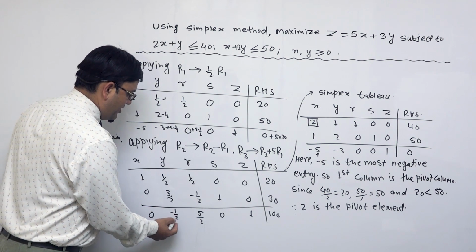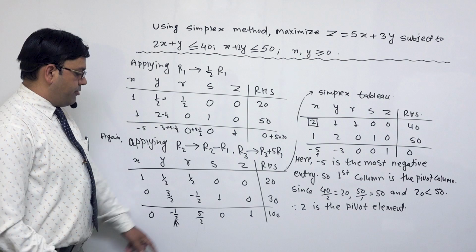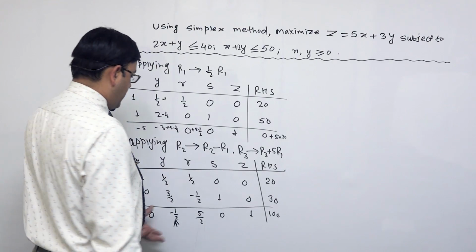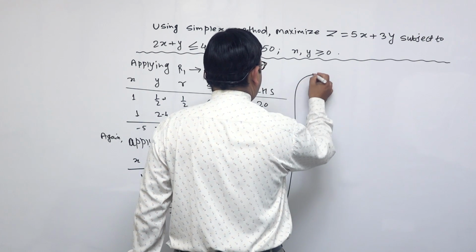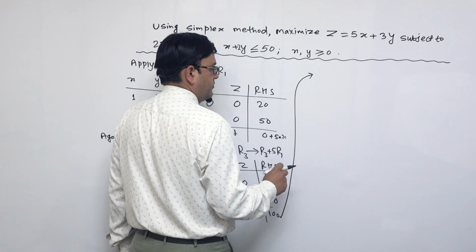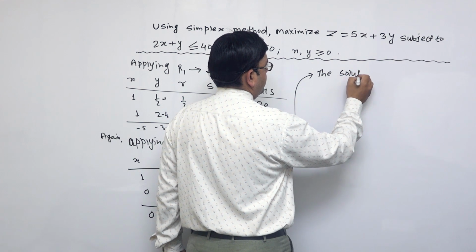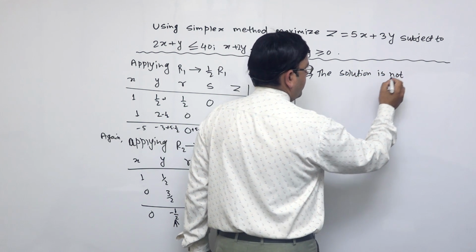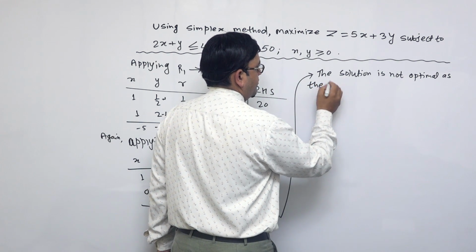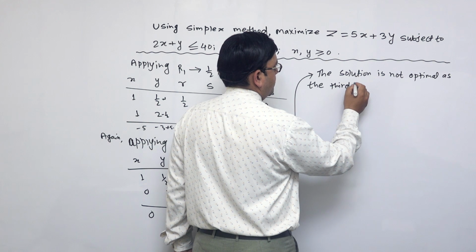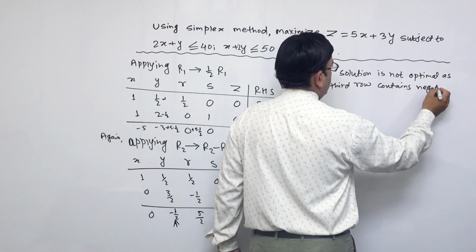Here minus 1/2 shows this is negative, so this second column is the pivot column. So let's look again. Until a plus comes, until all entries are plus, we have to keep doing this. Therefore we are now writing: the solution is not optimal as the third row contains a negative entry.